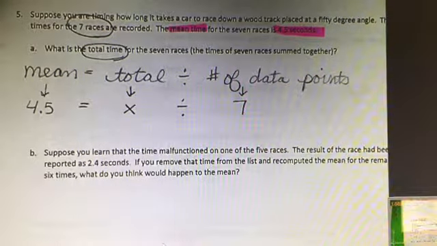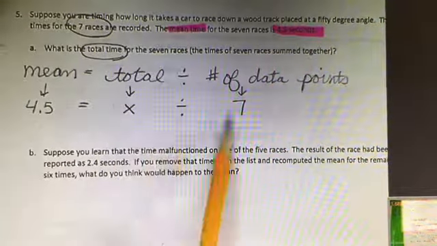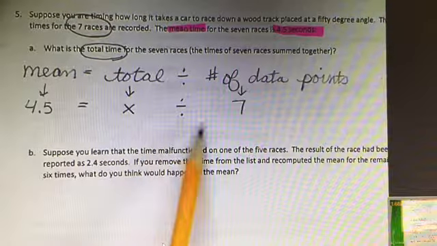To solve for x, you have to do what to it? Cadence? Cancel out the 7. You have to cancel out the 7. You have to get it by itself, correct? So how do we cancel out divide by 7?